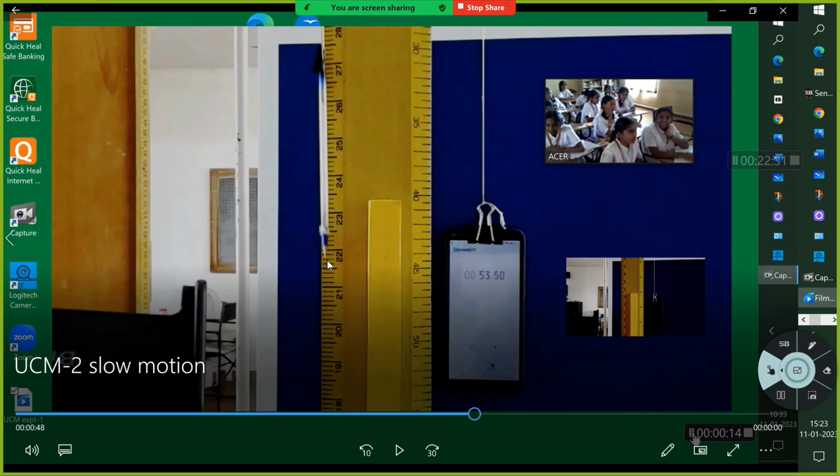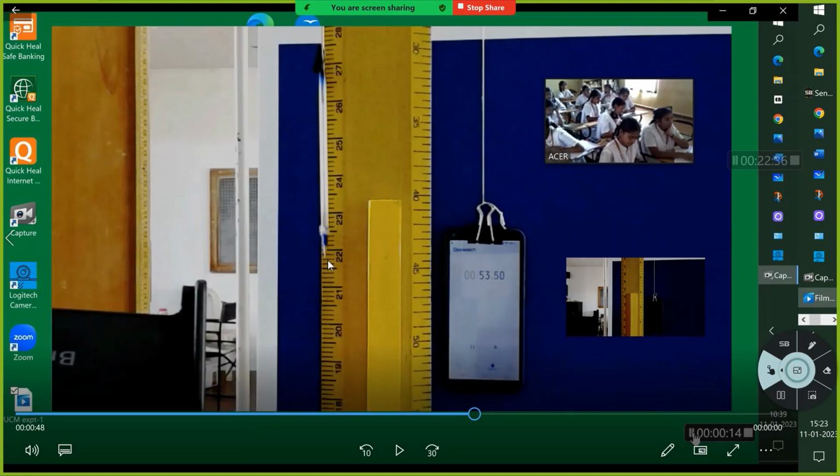This is 21. 21.8. Okay. And what is the last reading? So, last reading minus first reading, do it. Last reading minus first reading, do it.